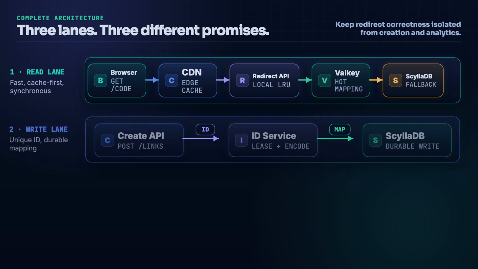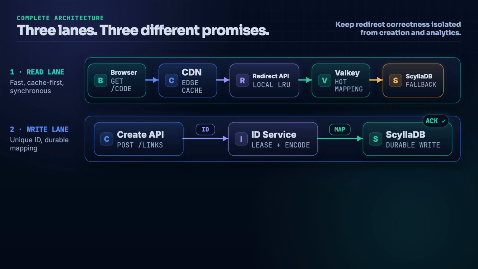The write lane leases an identifier, permutes it, base 62 encodes it, and stores the mapping durably. After the database confirms the write, the service may populate Valky. If links can change or be deleted, updates need explicit cache invalidation or versioned entries.